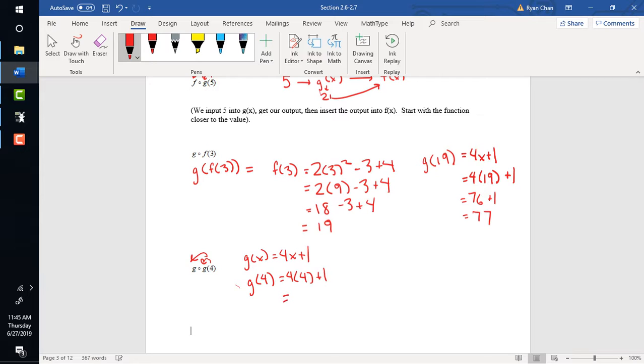And that will become 17. And then I'm going to plug this 17 back into g of x again. So I'm plugging into the same machine twice, essentially. So I do g of 17 is equal to 4 times 17 plus 1. So this is 68 plus 1. That will be 69, and then that's it right here.